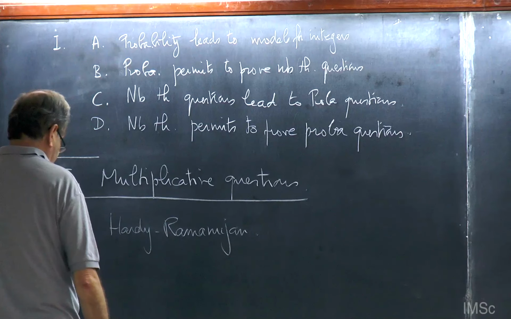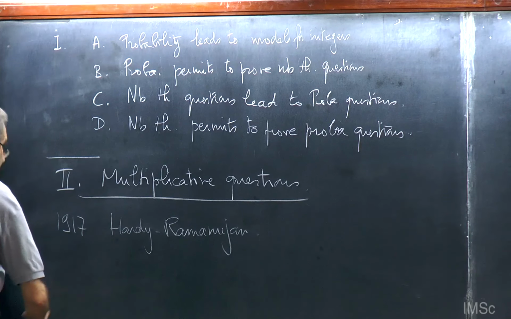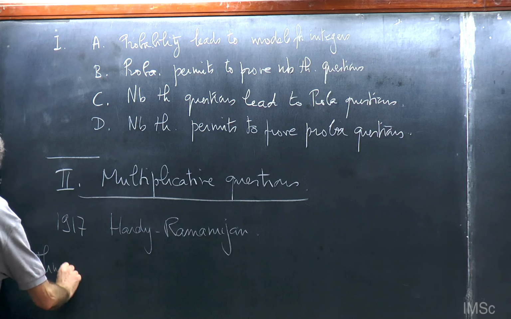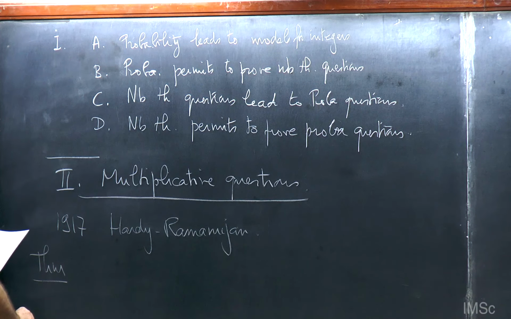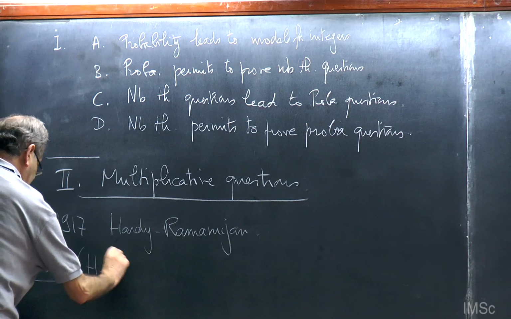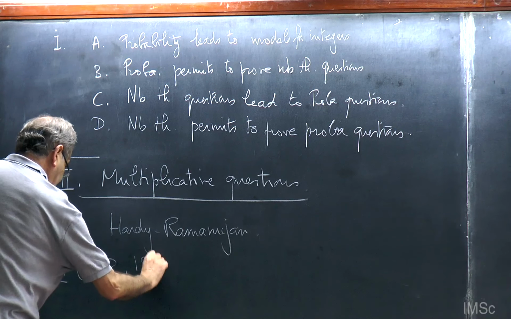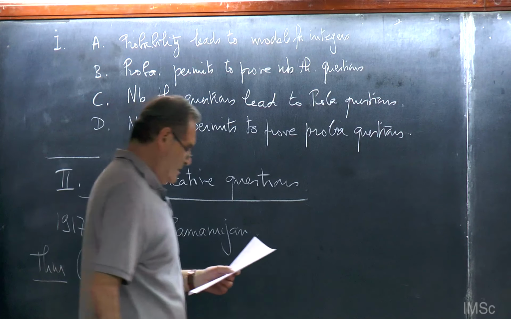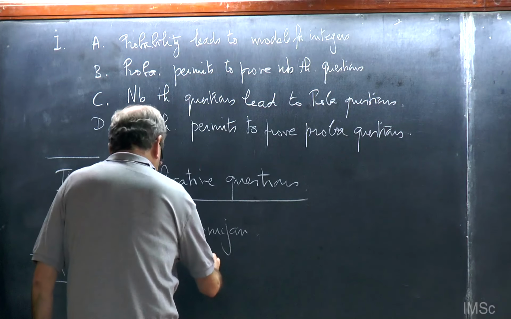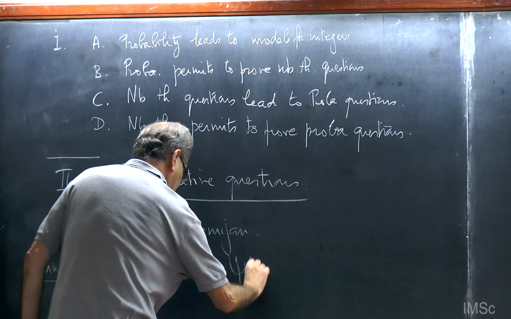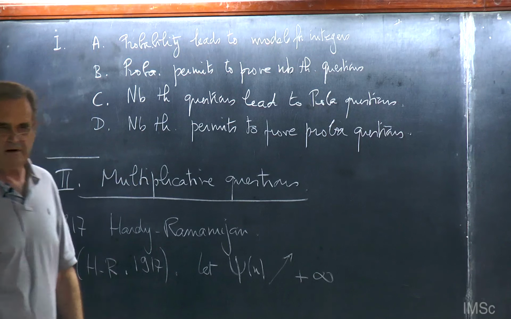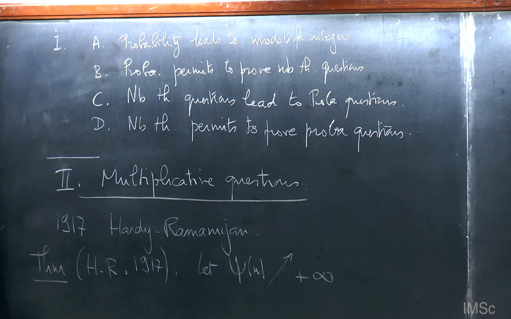And what they proved is the following, the theorem is the following. Do I have room here? Yeah, it would be good because then I can leave it here. So the theorem of Hardy and Ramanujan of 1917 says the following. Let psi of n be increasing and tending to infinity. Okay, so it's just any function like that.